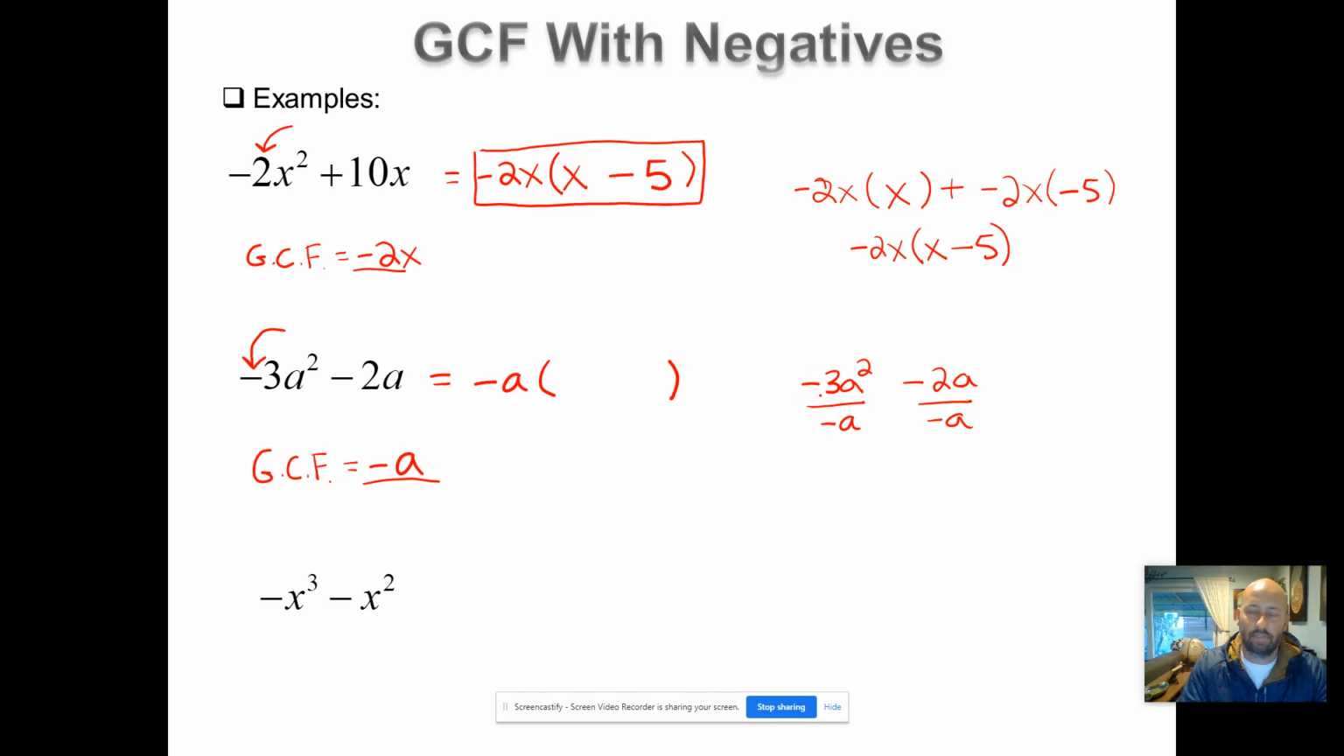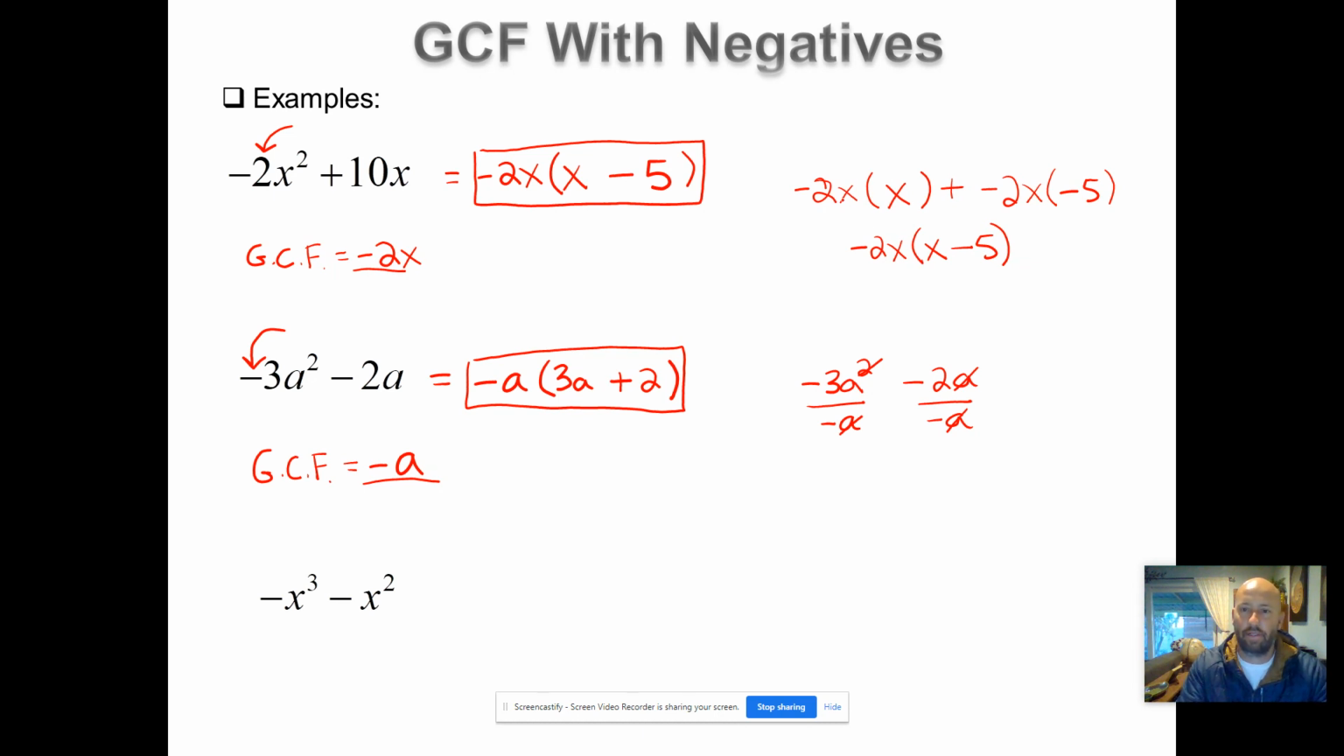So the negatives, negative divided by negative becomes a positive. It's just like multiplying. So I know negative 3 divided by negative 1 is positive 3. So I know there's a 3 here. And then I've got a squared divided by a. Well, this a is going to reduce with one of those. So that leaves me with 1a. Again, the negative divided by a negative becomes a positive. So I know there's a positive 2. And then these a's will reduce out. Okay, so that is the factored version of my original binomial.